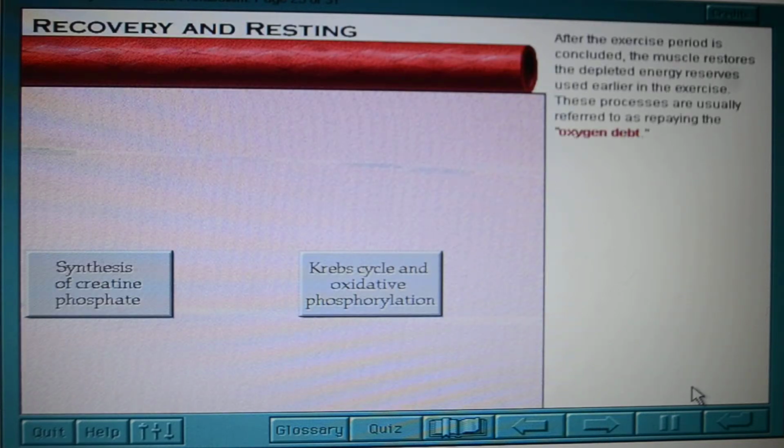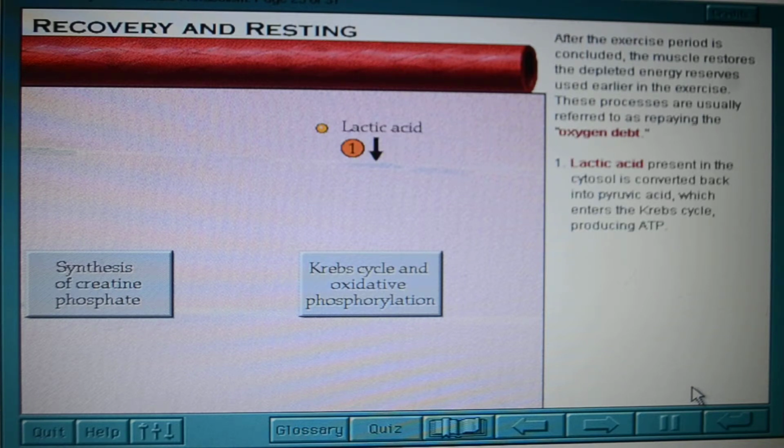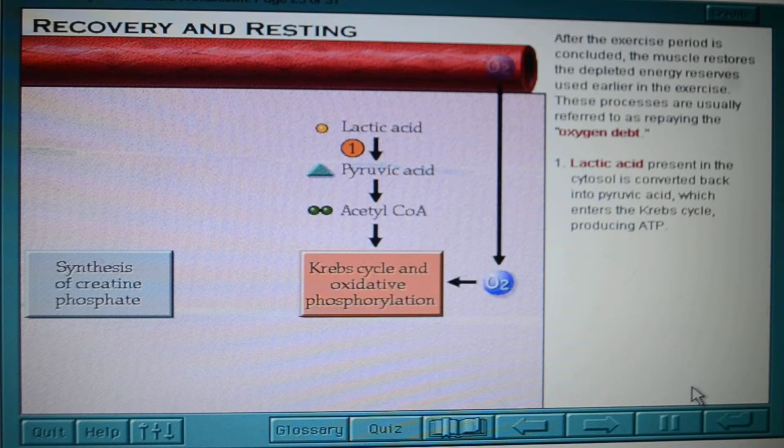When the exercise period is concluded, the muscle restores the depleted energy reserves used earlier in the exercise. These processes are usually referred to as repaying the oxygen debt. 1. Lactic acid present in the cytosol is converted back into pyruvic acid, which is converted to acetyl-CoA that enters the Krebs cycle. Aerobic respiration produces ATP, water, and carbon dioxide.